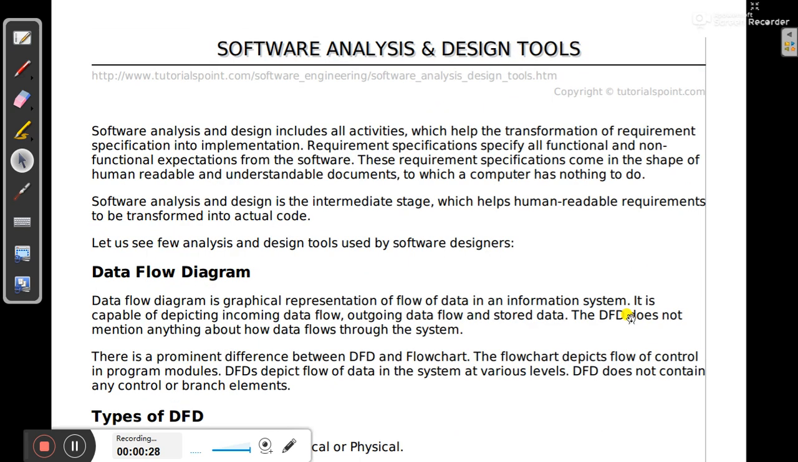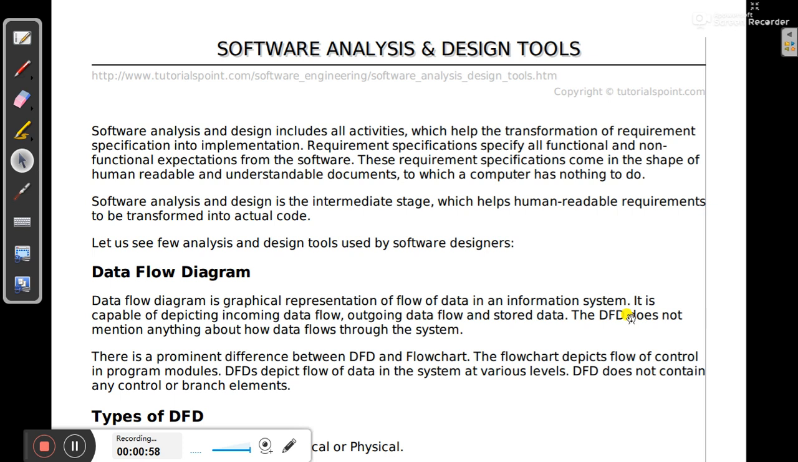So software analysis and design, or you can say system analysis and design, includes all activities which help the transformation of requirement specification into implementation. But software analysis and design is the intermediate step.